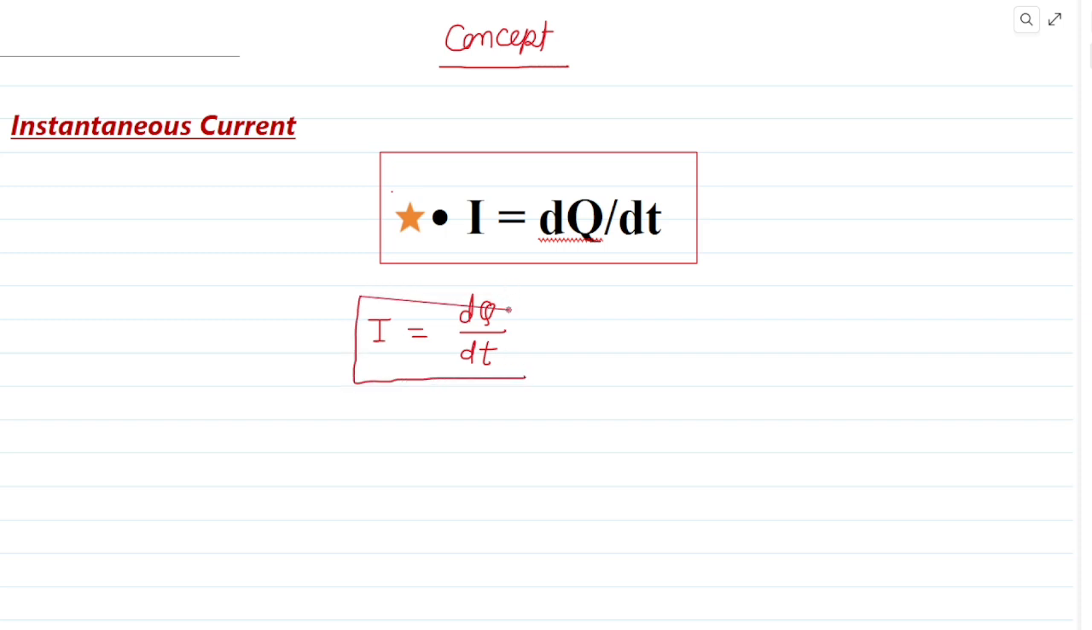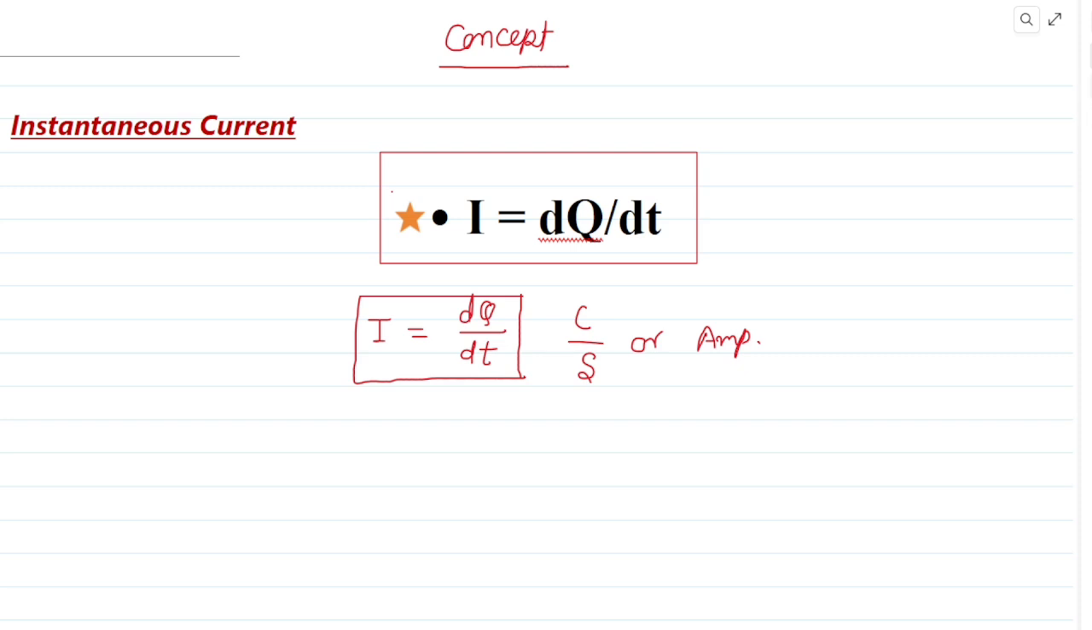That is, when the value of charge changes with time, the current is called instantaneous current. The unit of instantaneous current is the same as that of current. The unit of charge is coulomb and the unit of time is second, so coulomb per second, called ampere. This is the basic concept on which 3 to 4 questions have been asked in JEE Mains in previous years.